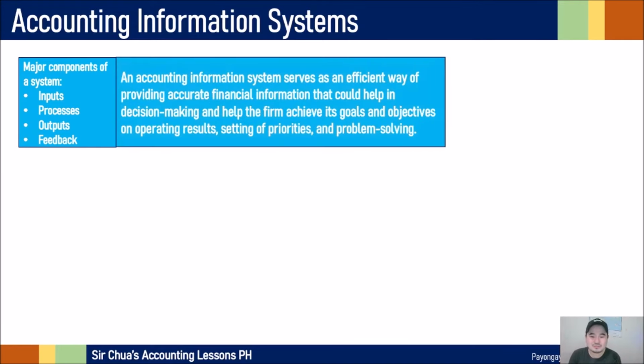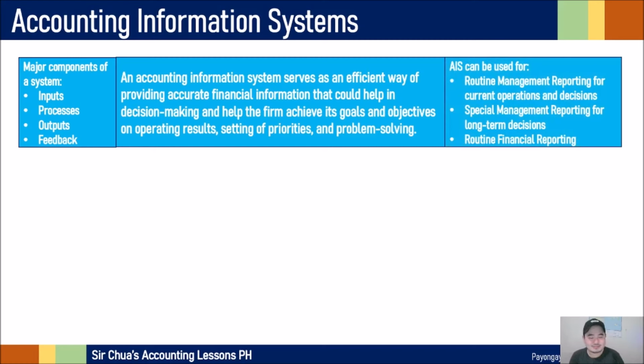An accounting information system serves as an efficient way of providing accurate financial information that could help in decision making. We've repeated that many times, haven't we? And it helps the firm achieve its goals and objectives on operating results, setting of priorities, and problem solving. So basically, as you can see, it gives them the platform to have information that will be helpful in decision making. And that platform I'm talking about is the accounting information system.